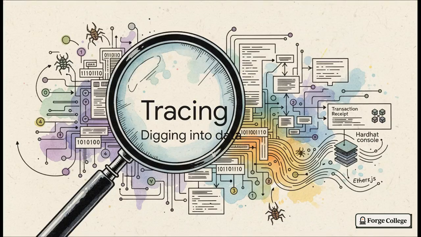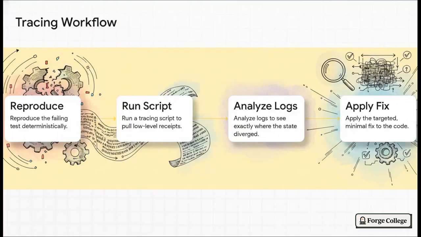Section 3. Tracing the root cause. We know there's a bug, but we obviously can't just guess. We need to grab our magnifying glasses, dig into the low-level data using the Hardhat console and Ethers.js scripts, and follow a strict 4-step developer workflow.